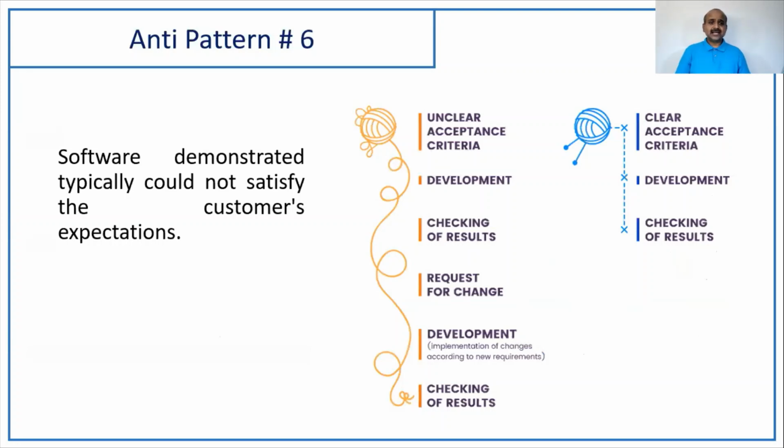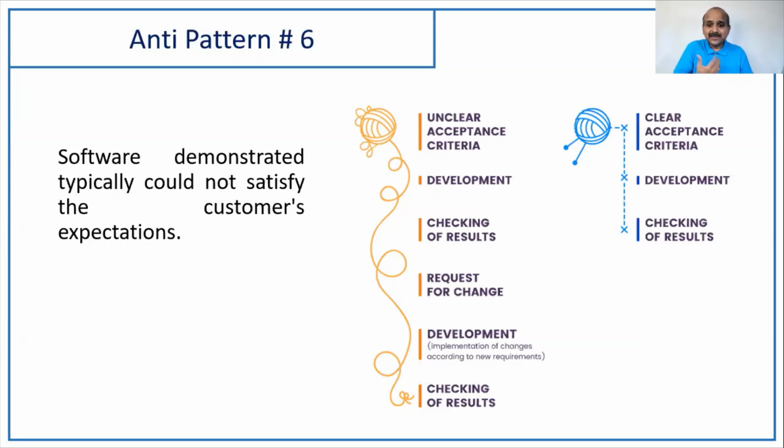And then the other anti-pattern is the software demonstrated. You are demonstrating the software, but the customer is not happy. Because what happens is the customer provides requirements to the product owner, and the product owner communicates the requirements to the development team. So in the whole chain, if the customer doesn't provide the acceptance criteria properly, or the product owner doesn't understand it properly, or doesn't groom it properly along with the team, or the team does not understand it properly, ultimately when it comes to the hands of the customer, he thinks, hey, this is not what I expected. So ultimately he's not happy.